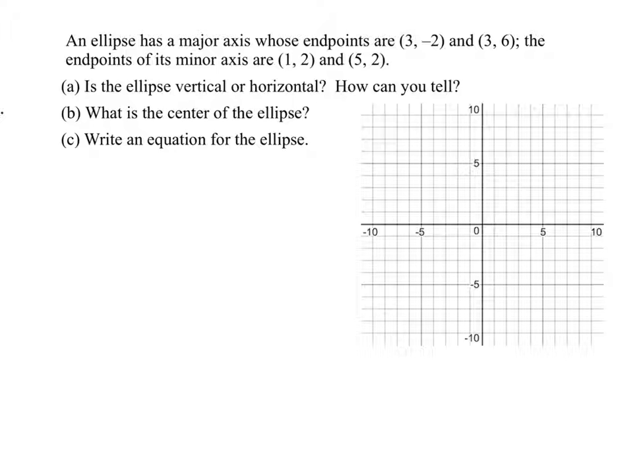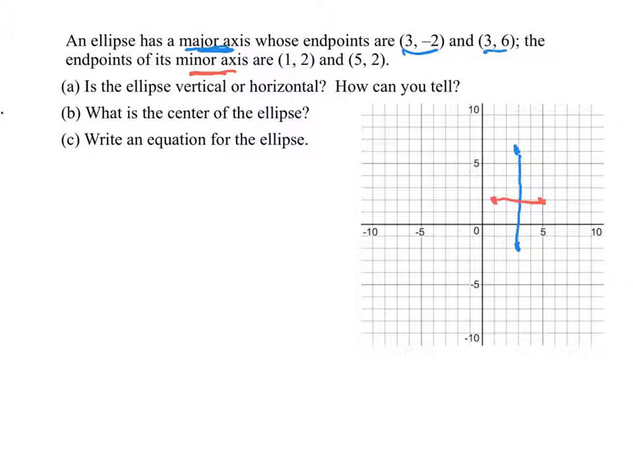For instance, the major axis has endpoints at (3, -2), so 3 over and 2 down, and (3, 6), which is 3 over and 6 up. So that's our major axis. And our minor axis is at (1, 2) and (5, 2). So that's our minor axis.